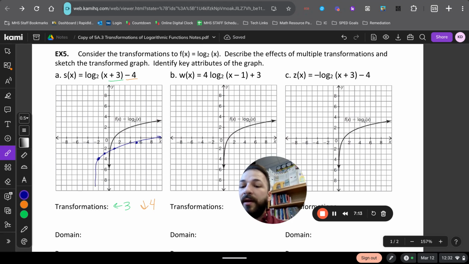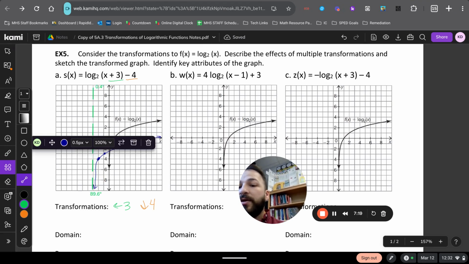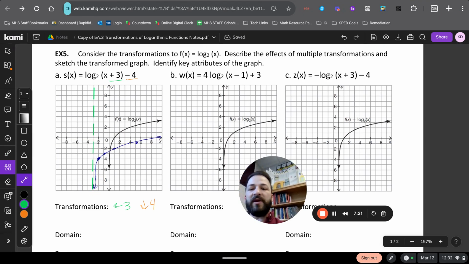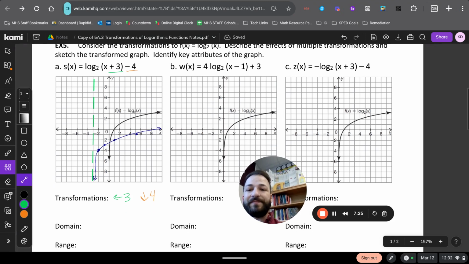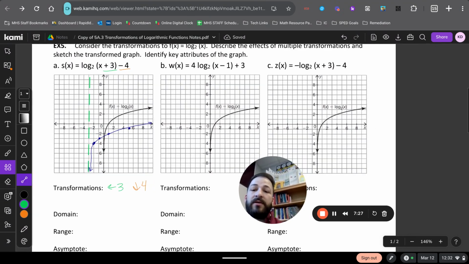And we can see that nice logarithmic shape. And of course, our shift left by 3 would shift our vertical asymptote over to -3, which helps frame our logarithmic function as it gets closer and closer, but doesn't cross or touch. Okay, so definitely comparing the two, looks like we shifted left by 3 and down by 4.